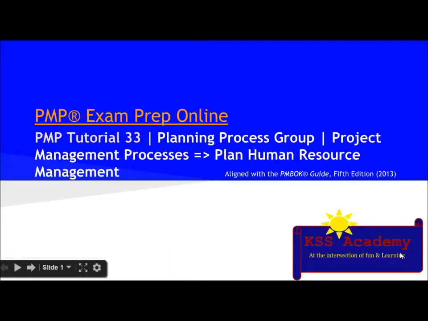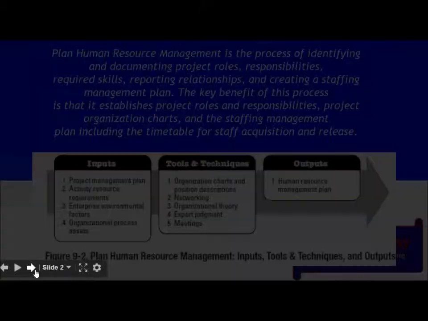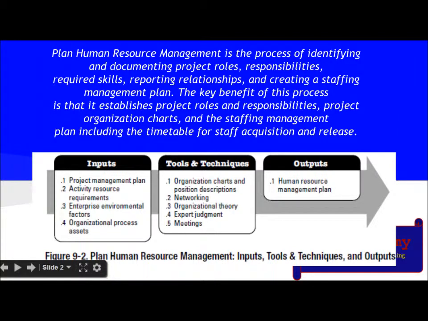Hello people, today we are going to learn about the planning process group, project management processes, plan human resource management. So let's get started. Plan human resource management is the process of identifying and documenting project roles, responsibilities, required skills, reporting relationships, and creating a staffing management plan. The key benefit of this process is that it establishes project roles, responsibilities, project organization chart, and the staffing management plan, including the timetable for staff acquisition and release.